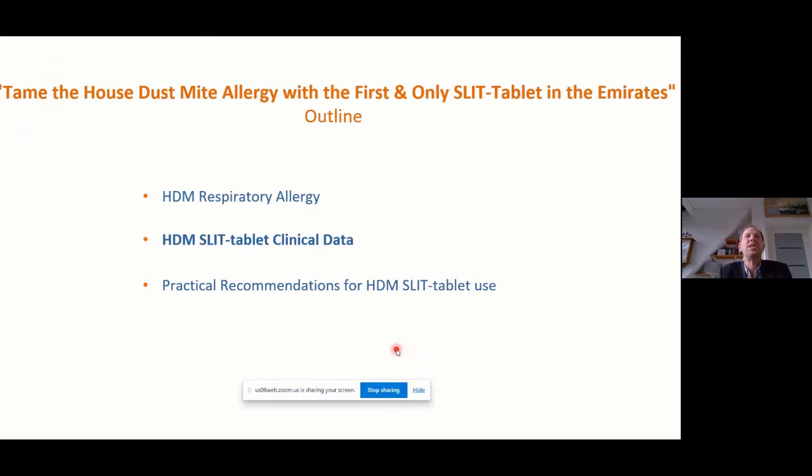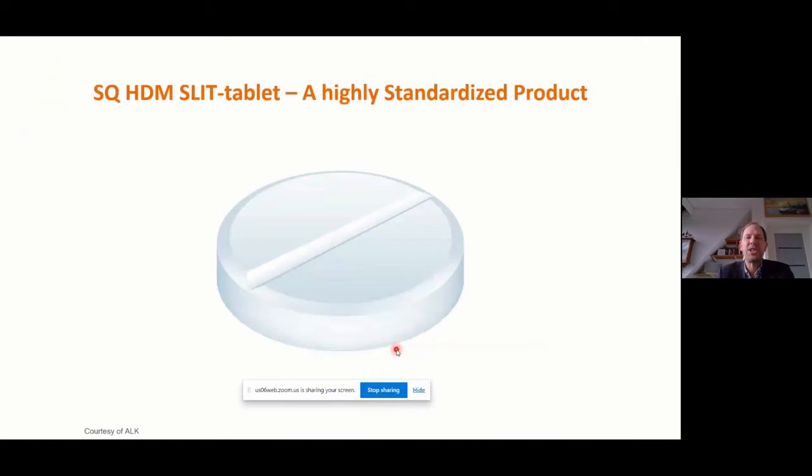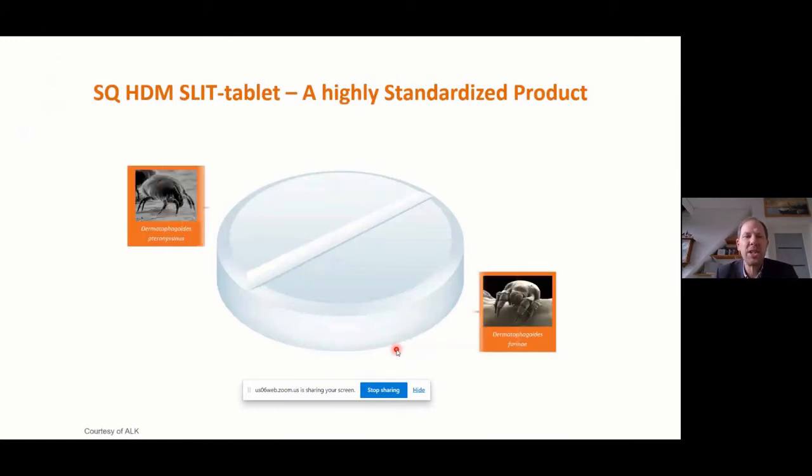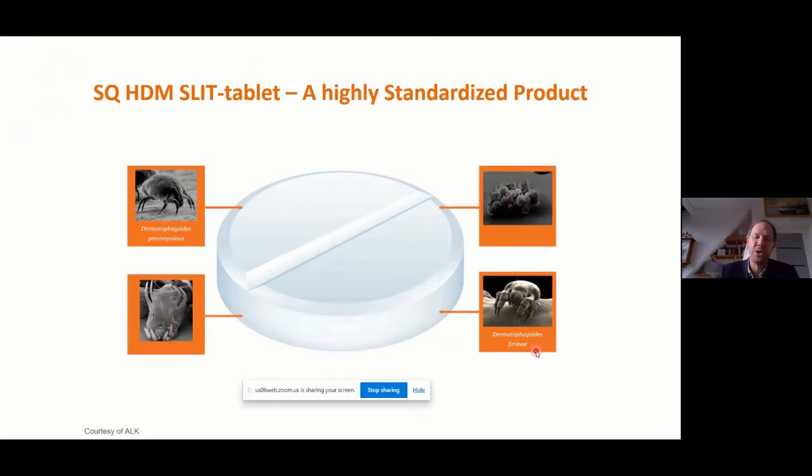So now I want to go specifically to this house dust mite tablet clinical data. And let's first see how this tablet is produced. So this tablet consists of the 2 major mite species, Dermatophagoides pteronyssinus and Dermatophagoides farinae. And I already told you, from both mites, the body particles and also the fecal particles are allergenically active. And therefore it also consists of the body particles and of the fecal particles, meaning it consists of the group 1 allergens and of the group 2 allergens.